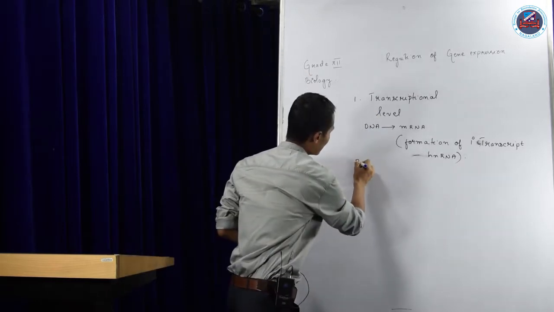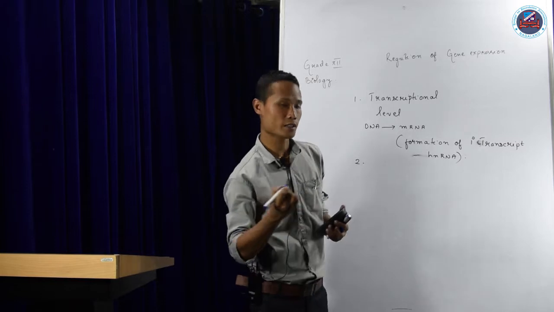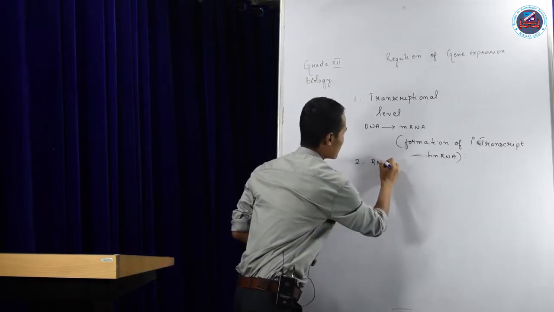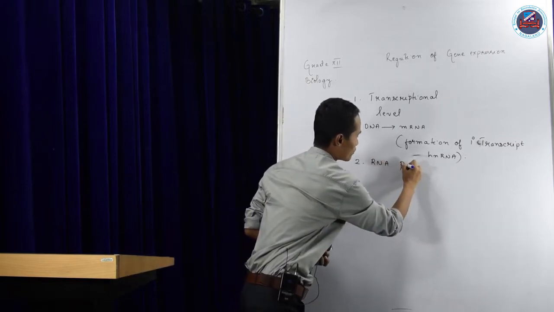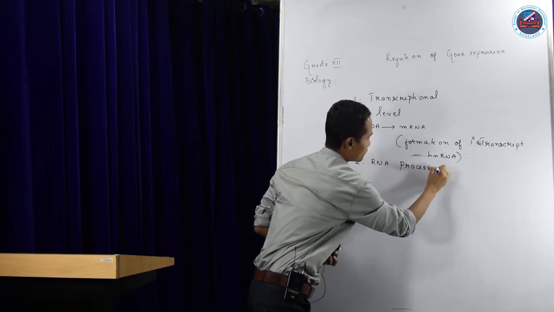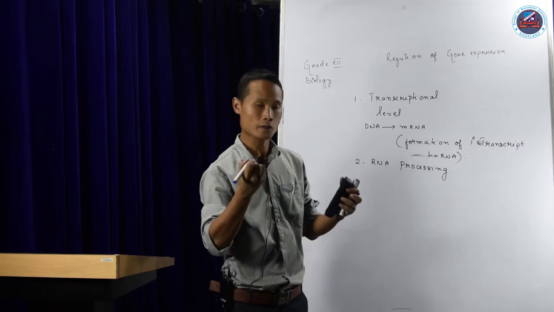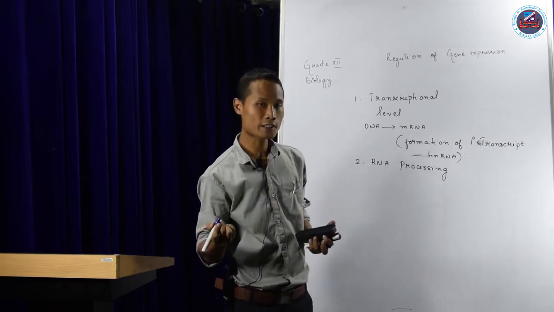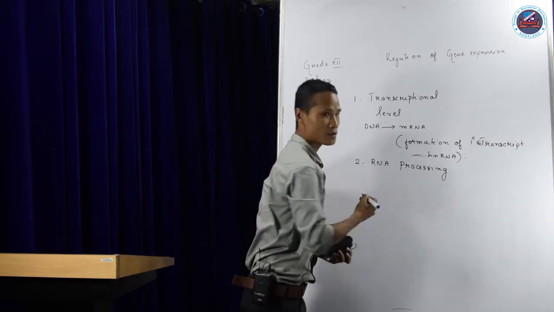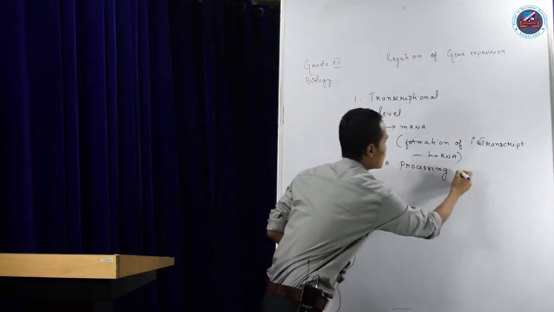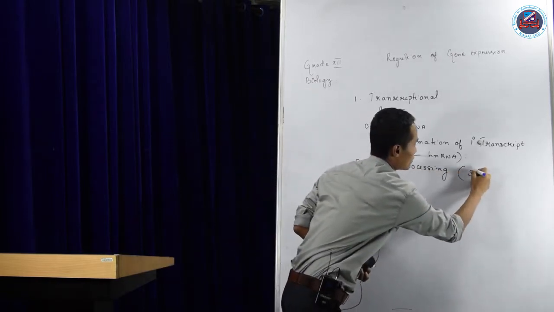The next is RNA processing. So what is RNA processing? We have already discussed that: splicing, tailing, capping. So there are methods of modification, right? So in RNA processing, we can also check the regulation. So that is your splicing.